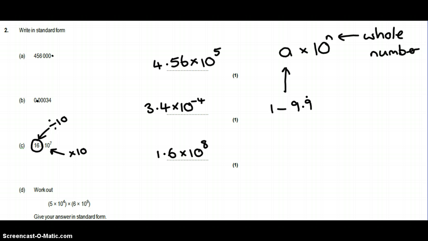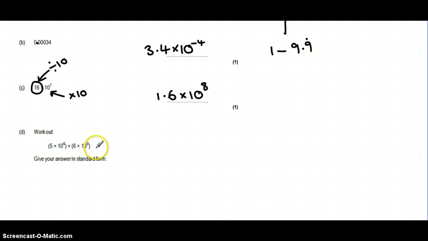That's the basic standard form questions. Slightly more difficult is where we're going to do a calculation here. But what we can do with this bit is split into two nice easy calculations. We can do the 5 times the 6, and then we can times 10 to the power 4 by 10 to the power 9. 5 times 6 is 30. 10 to the power 4 times 10 to the power 9 is 10 to the power 13.